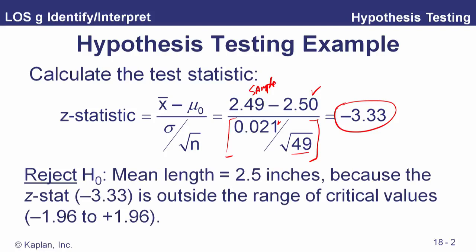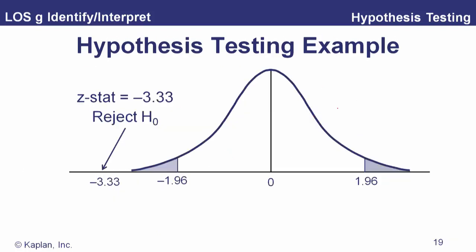So we're going to reject. We're outside the range of critical values, minus 1.96 to plus 1.96. We're clear down here at minus 3.33. And you can see that graphically represented here. Okay. Here's our 95% confidence interval, 1.96 standard errors either side of our hypothesized mean. Well, we're working with the difference between our sample mean and 2.5 now. So our hypothesis is really that that difference is 0.